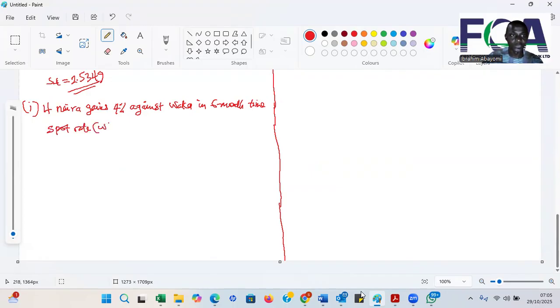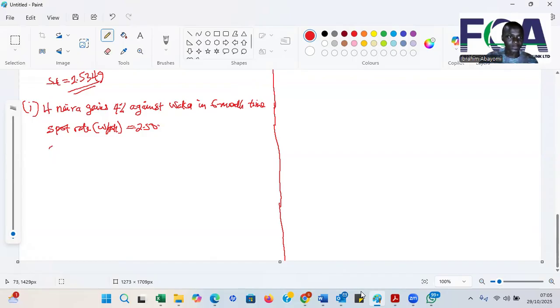Now, if that is the case, you know the spot rate, which is Waka to Naira, is 2.5. Now, if the Naira should gain 4%, it means the Waka should have depreciated. We should need more Waka to get $1. That is when that will have said our Naira appreciated. Gain means appreciate.